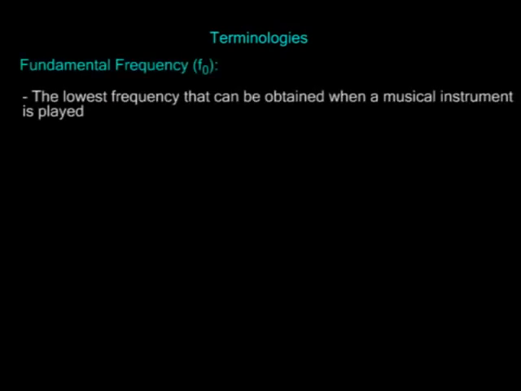From that, let us have some definitions. Fundamental frequency, F0. This is the lowest frequency that can be obtained when a musical instrument is played. A stationary wave in its simplest form possible produces a fundamental note which gives the sound from the instrument its basic pitch. Different musical instruments thus have different fundamental notes. The tuning fork produces a pure note.